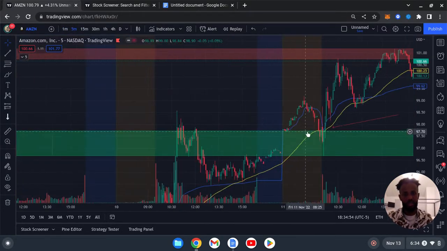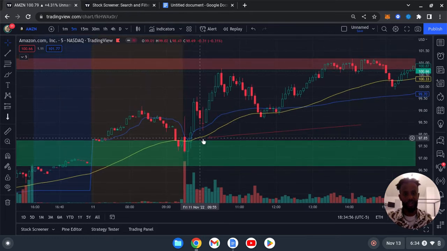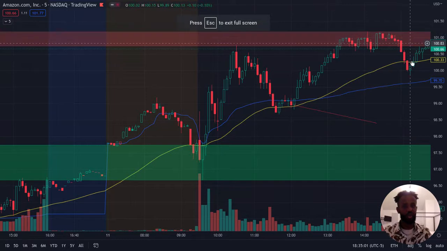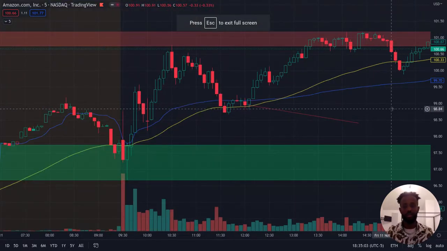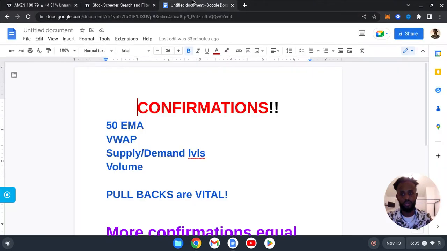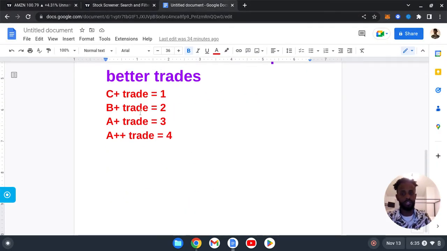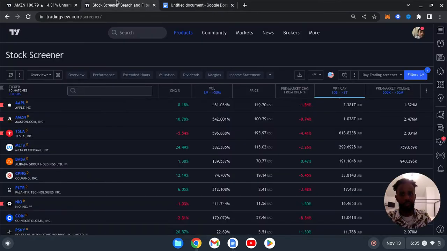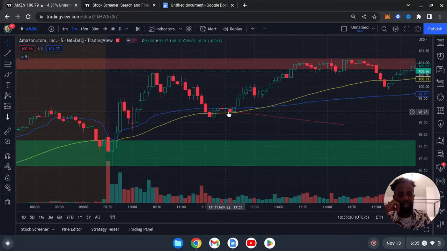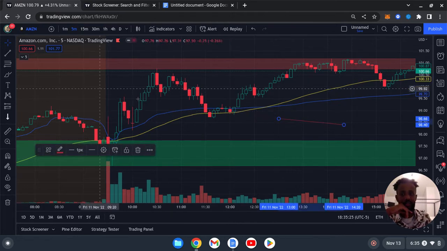Next is the second trade that I took on Amazon, about right here. This trade I would consider either a B+ or an A trade, maybe A-, because when we look at this, it hits this supply zone and starts to pull back. I didn't wait for it to pull back to the demand zone. Why? Because I saw some consolidation at this zone here.